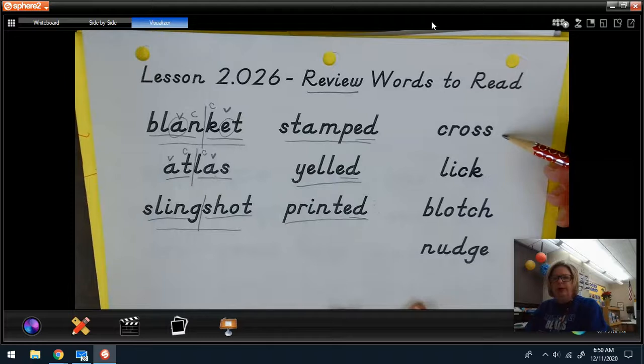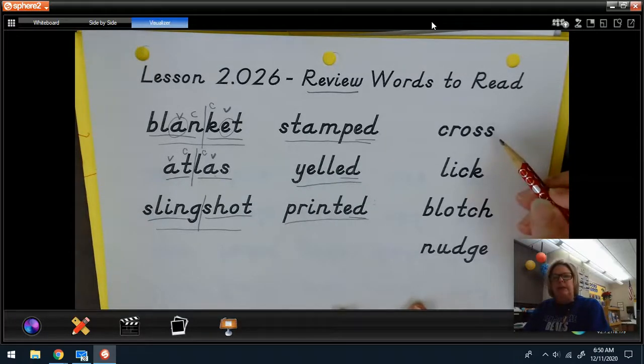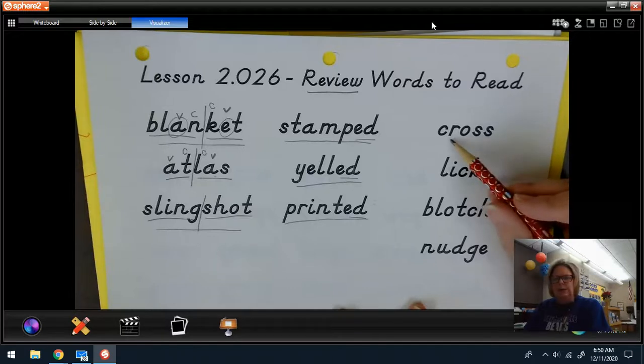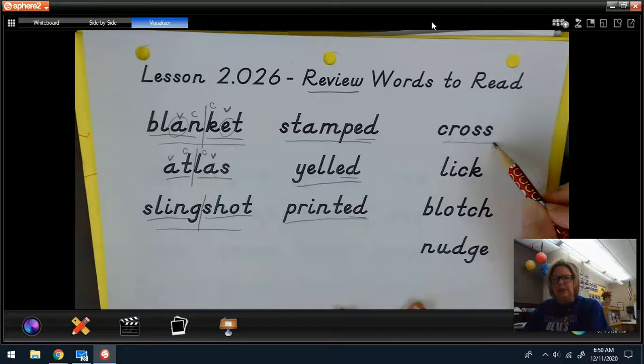This word here follows that floss rule, which means if it has the sound of s, f, l, or z at the end, you have to double it, especially if it's a one-syllable word with one short vowel. So this word is cross.